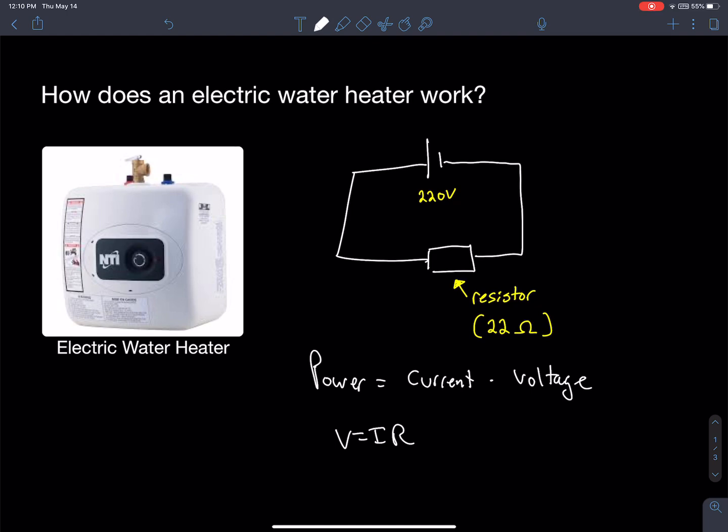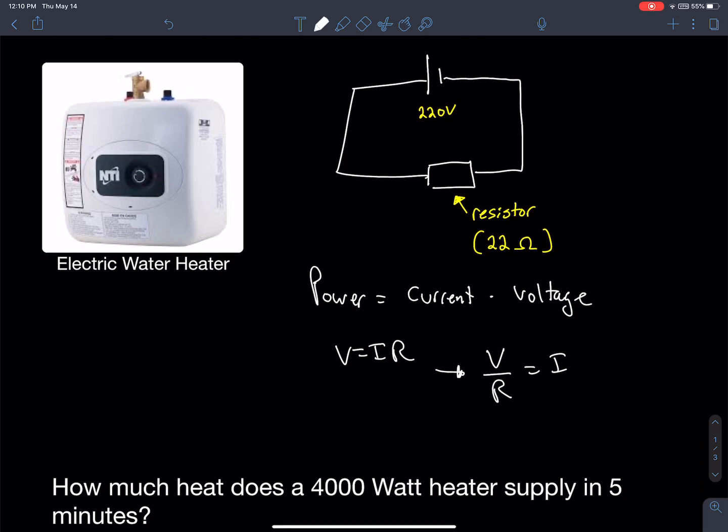So to get the current, I would just take the voltage divided by my resistance, which is equal to my current. So 220 volts divided by 22 ohms is going to be equal to 10 amperes. Okay, so the total current flowing through there is 10 amperes.